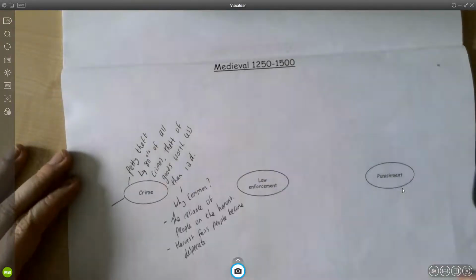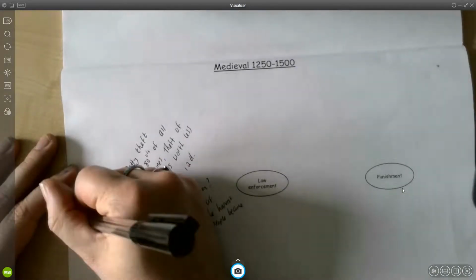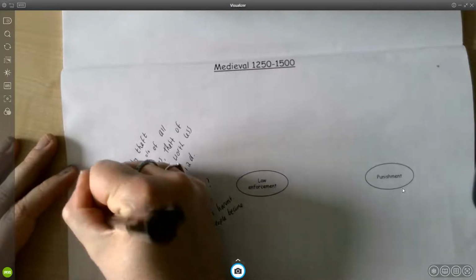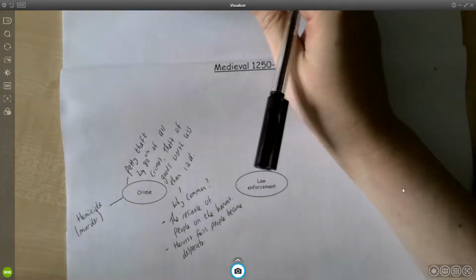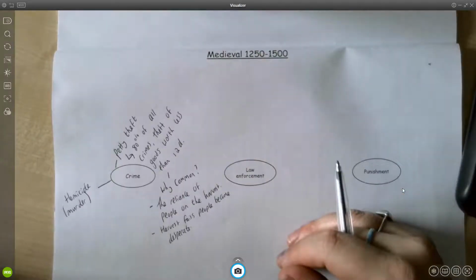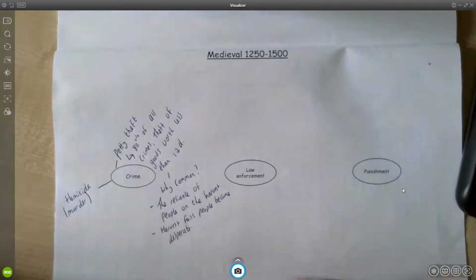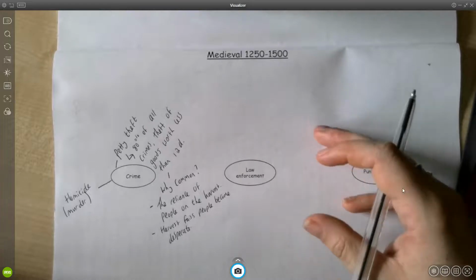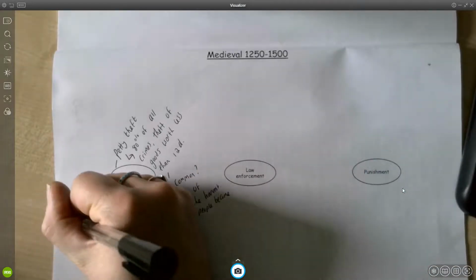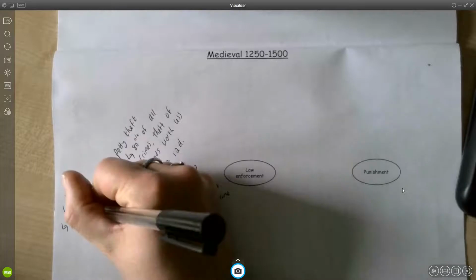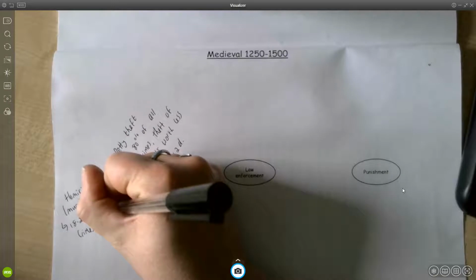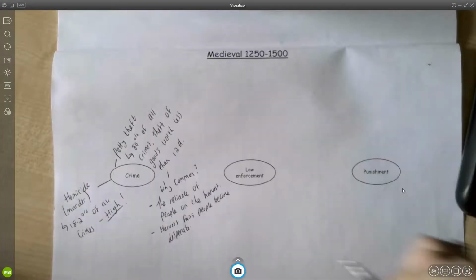Another crime from this time period is homicide, or known more likely as murder. Now, do try to use the word homicide rather than murder. We know that homicide happens throughout all the time periods. However, the reason why we mention it and remember it from the medieval period is that it is 18.2% of all crimes in this time period. And that is a high homicide rate.